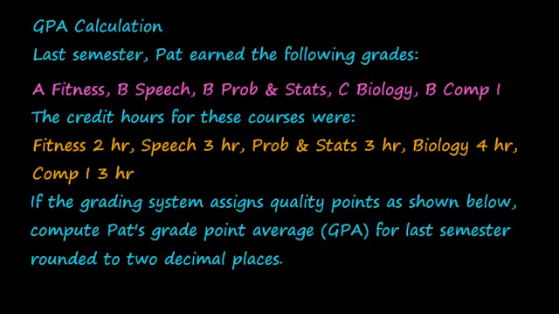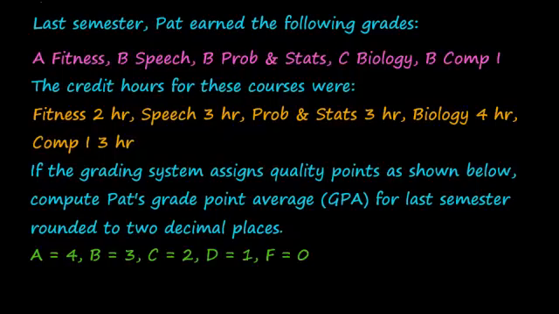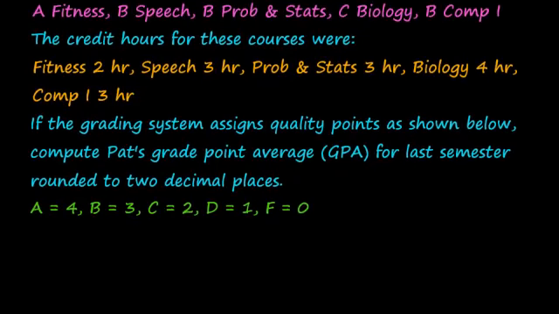So if the grading system assigns quality points as shown below, compute Pat's grade point average, or GPA, for last semester, rounded to 2 decimal places. So the quality points associated with each letter grade are shown here. An A earns 4 quality points, a B earns 3, a C earns 2, a D earns 1, and an F does not earn any quality points. So let's make the table like we did before and calculate Pat's GPA.